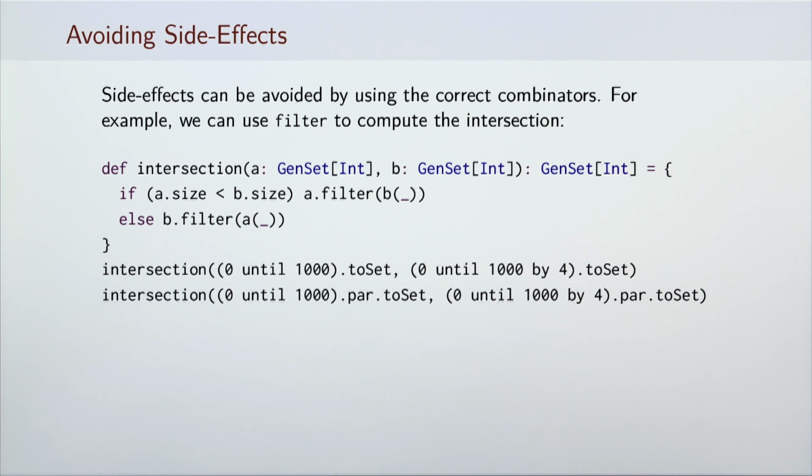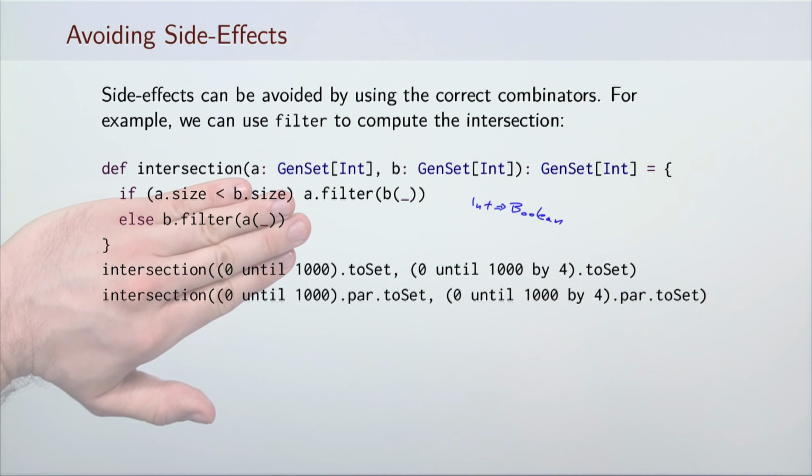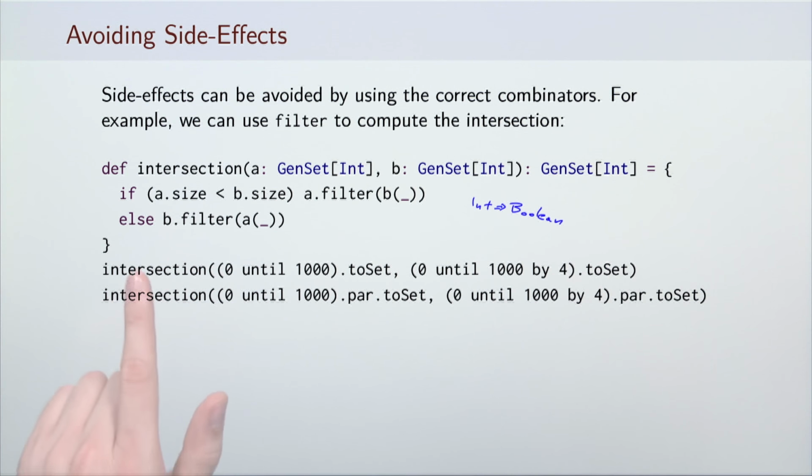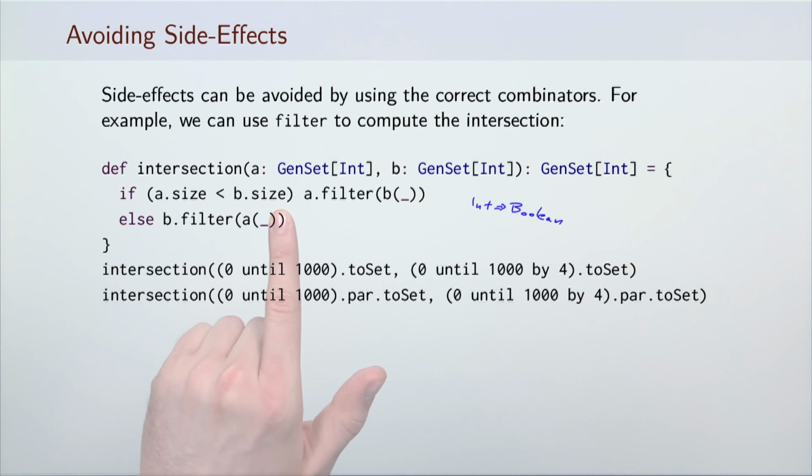Another solution for the intersection problem is to avoid side effects altogether. We can often achieve this by using the right combinators. In this case, we can use the filter combinator. We could just filter the elements from A, which are also contained in B. Since Scala sets, in this case, also have the type from int to boolean, we can use the set B as an argument to the filter operation. If we want to be additionally smart about this, we can check which of the two sets is smaller and then traverse the smaller set.